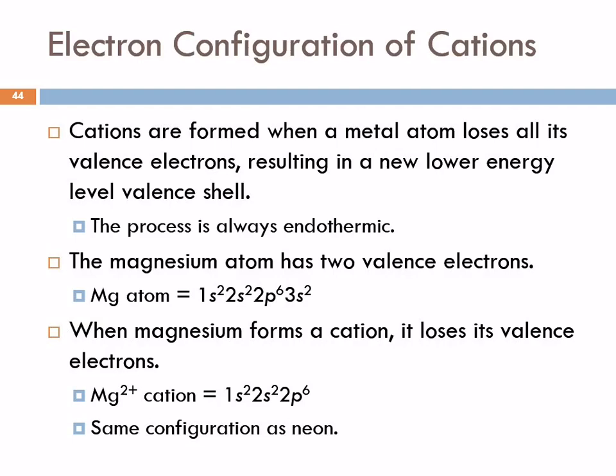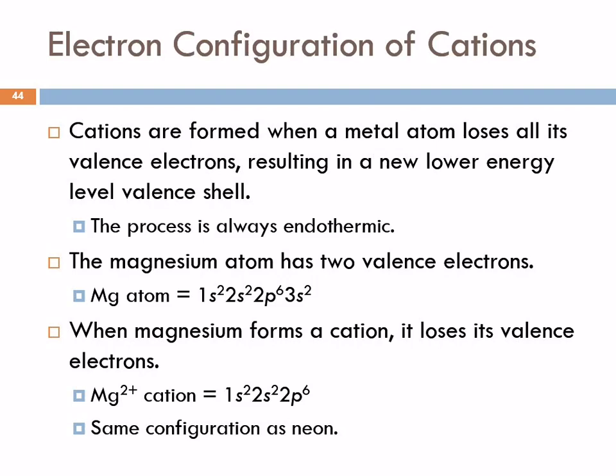Cations form when a metal loses its valence electrons. It's going to lose all of them, the main group ones are. This process is always going to be endothermic, though. You say, well, they wanted to do that. It should just happen. It should be exothermic. Well, no, it's pretty easy to do, but it still requires energy to take those electrons off.